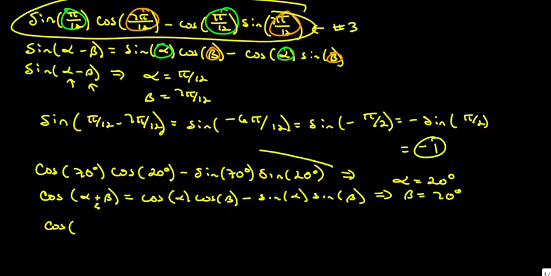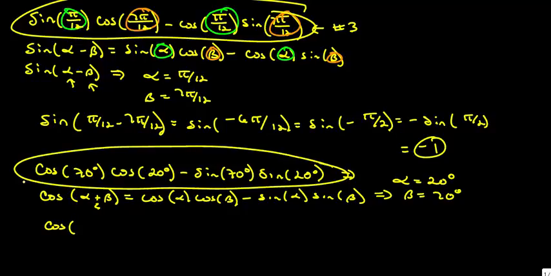So this is equal to the cosine of 70 plus 20, which is the cosine of 90 degrees, which is 0. So for number 3, your answer is negative 1. For number 4, your answer is 0.